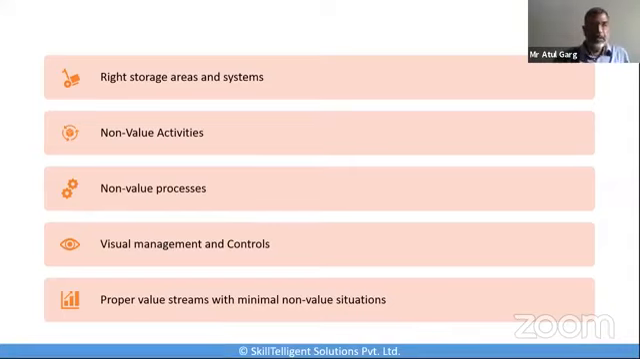Okay. Then we also established the visual management and controls, because 5S cannot be implemented without visual management and controls. Visual management and 5S go hand in hand together. When we did all these things, it helped us in building the proper value streams with minimal non-value situations. We reduced a variety of the non-value activities happening and the material lying around, and improved upon the method, which helped us to streamline our values.